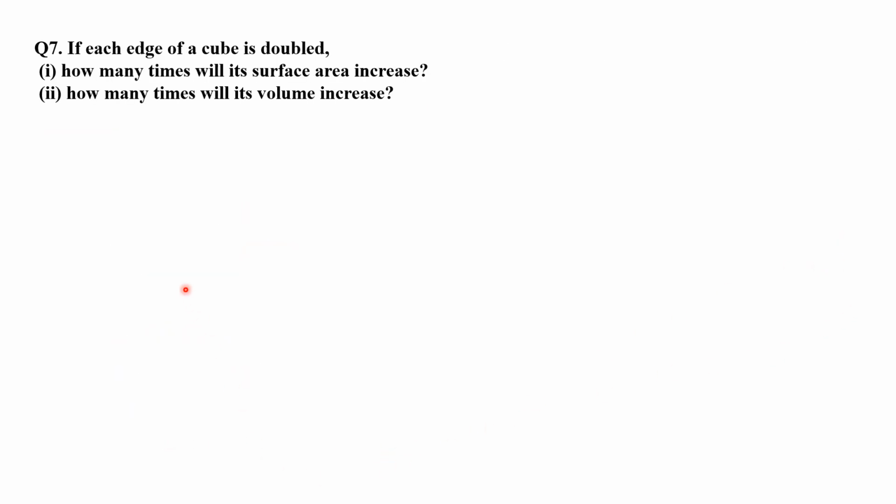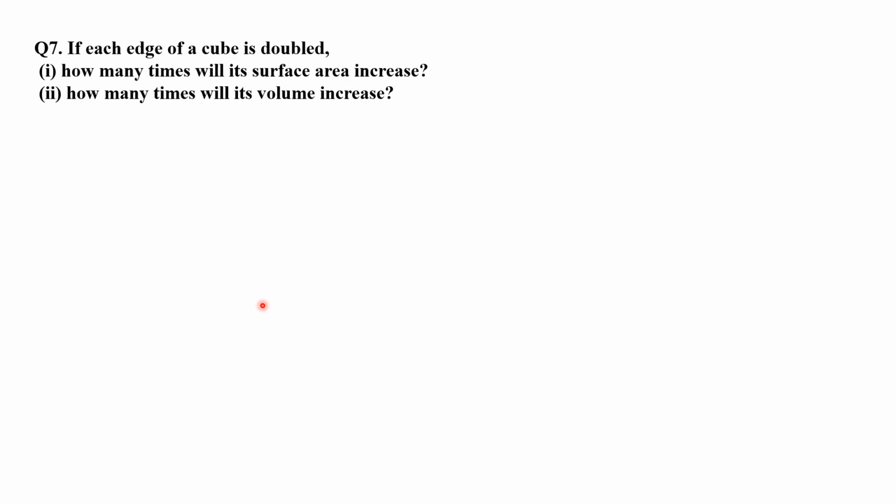Now question number 7. If each edge of a cube is doubled, how many times will its surface area increase? How many times will its volume increase? So here, first you have to consider the original cube. Let the edge of the original cube be A. Now from A, what is happening? The edge of the cube is doubled, isn't it? So A becomes 2A. Double means twice of it.